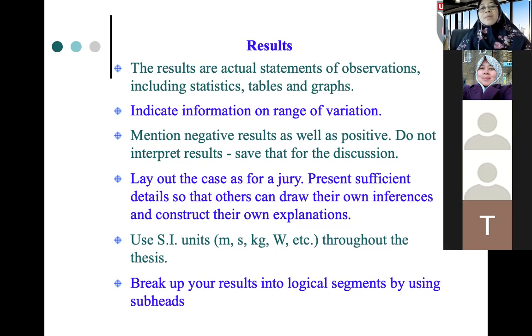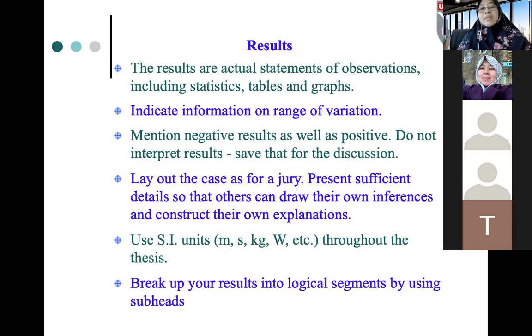So try not to be influenced by someone else's work. First, we describe our own results. We describe our own results. Do not try to change the observation or the trend according to someone else's result, okay?